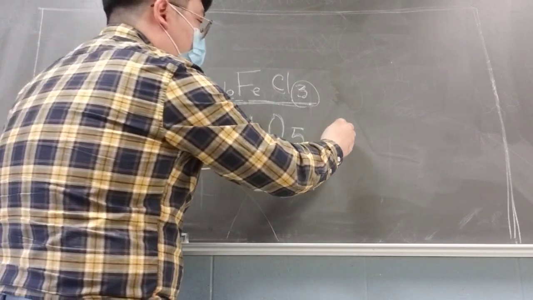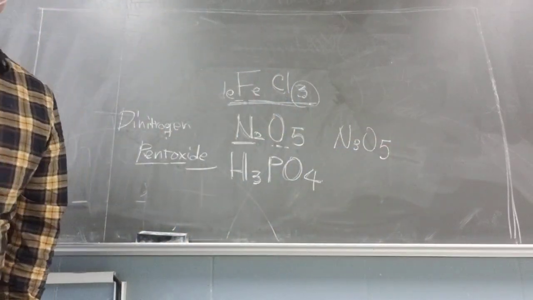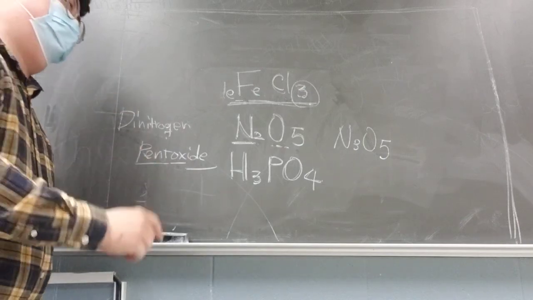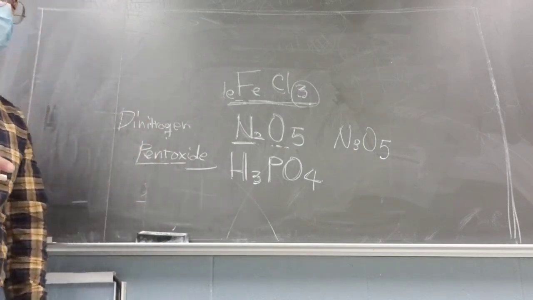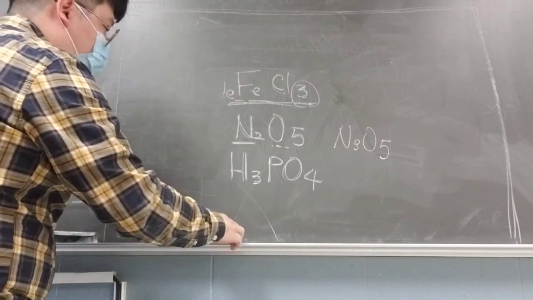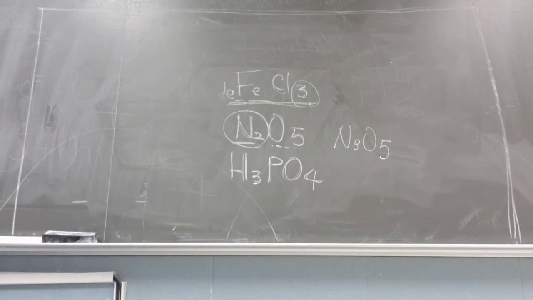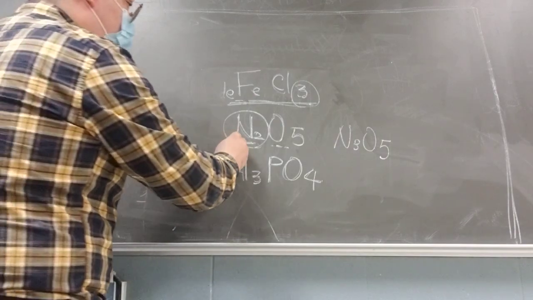So if you try this one instead, what would that be? Perfect. Trinitrogen pentoxide. That's it. So that's what you can do whenever you see your first element is not a metal. It means it has to be a molecular bond. So this is molecular compounds.